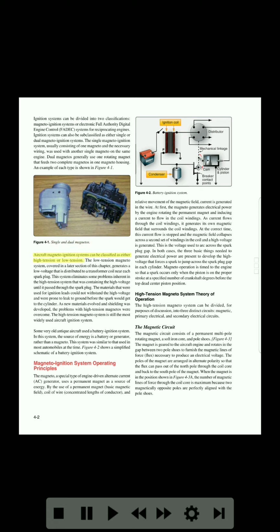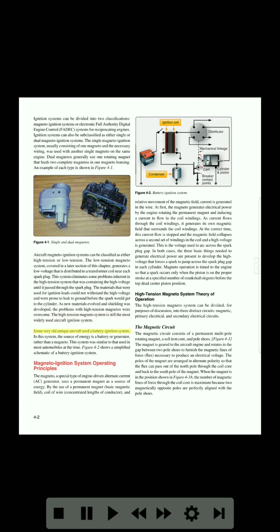Aircraft magneto-ignition systems can be classified as either high-tension or low-tension. The low-tension magneto system, covered in a later section of this chapter, generates a low voltage that is distributed to a transformer coil near each spark plug. This system eliminates some problems inherent in the high-tension system that was containing the high voltage until it passed through the spark plug. The materials that were used for ignition leads could not withstand the high voltage, and were prone to leak to ground before the spark would get to the cylinder. As new materials evolved and shielding was developed, the problems with high-tension magnetos were overcome. The high-tension magneto system is still the most widely used aircraft ignition system.